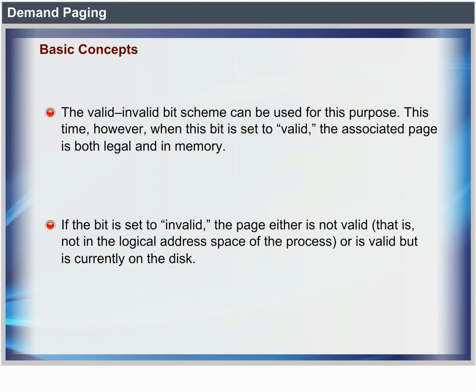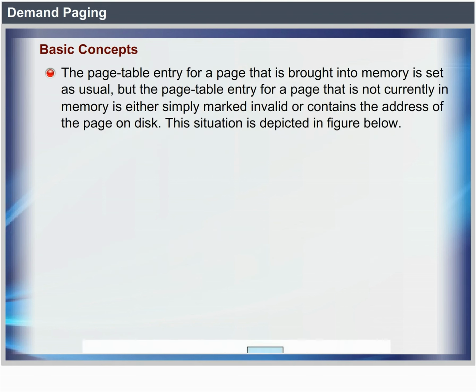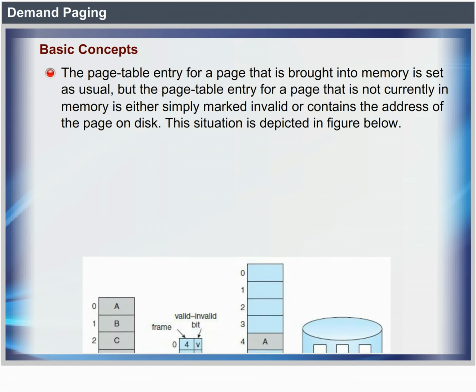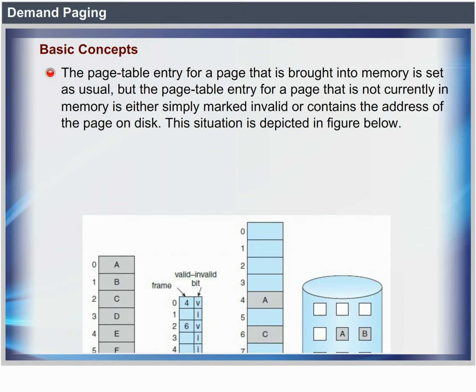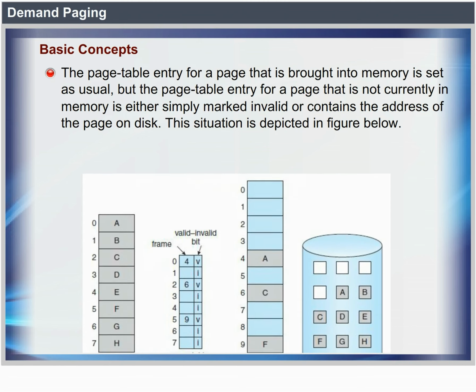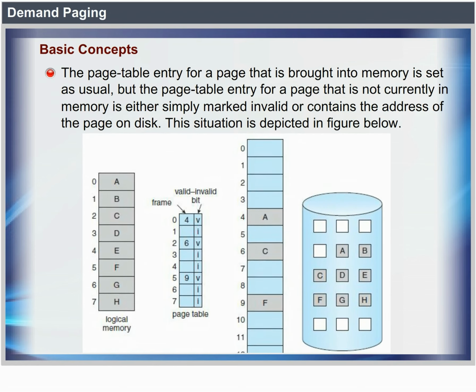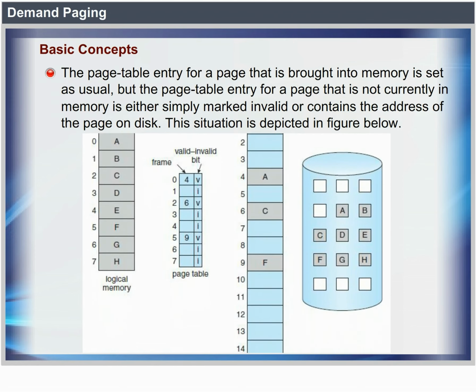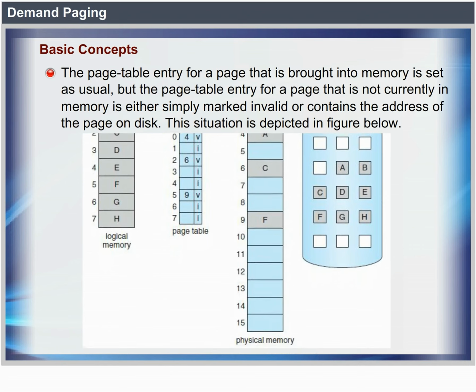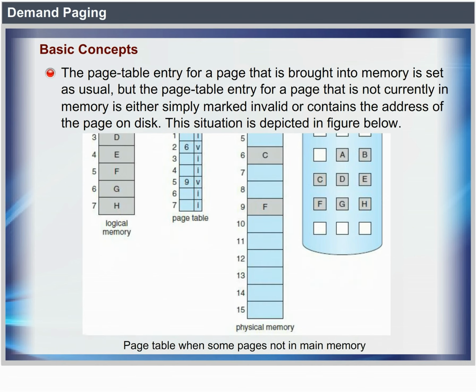The page table entry for a page that is brought into memory is set as usual, but the page table entry for a page that is not currently in memory is either simply marked invalid or contains the address of the page on disk. This situation is depicted in the figure below. Page table when some pages are not in main memory.